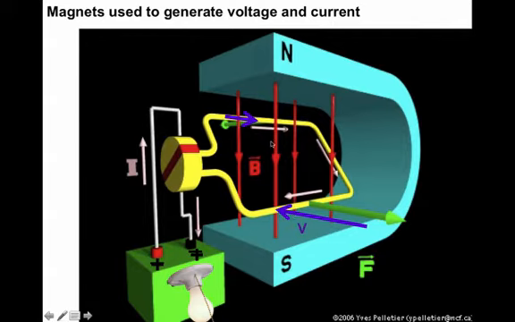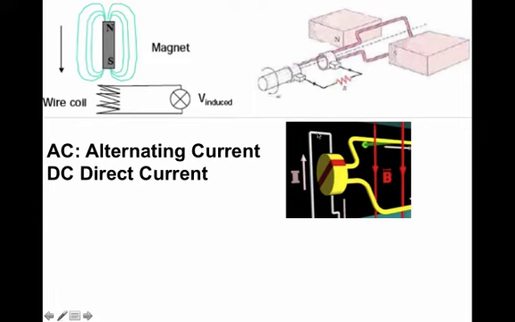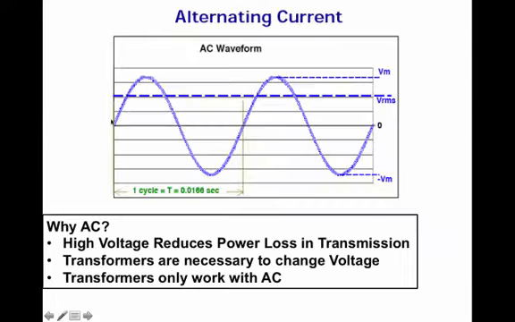A coil rotates in a magnetic field, and that changing voltage drives a current through a light bulb, for instance. And if we have a regular commutator, we have AC current. Remember, AC current in line voltage is 120 volts, and it oscillates 60 times a second.